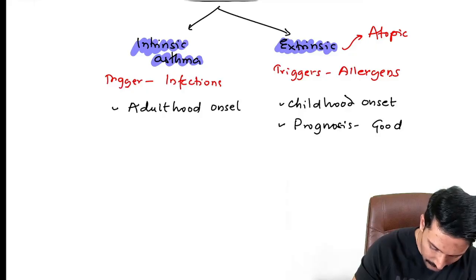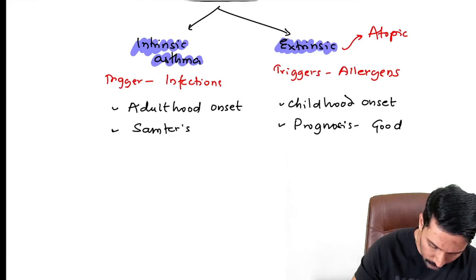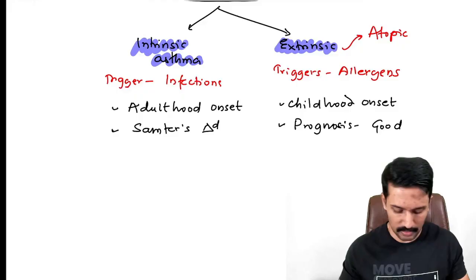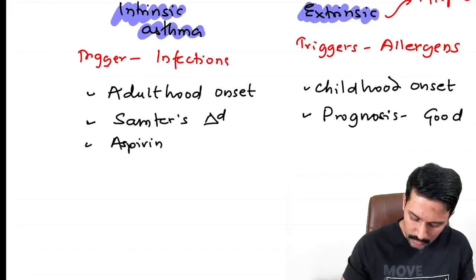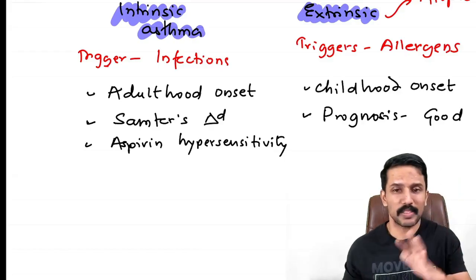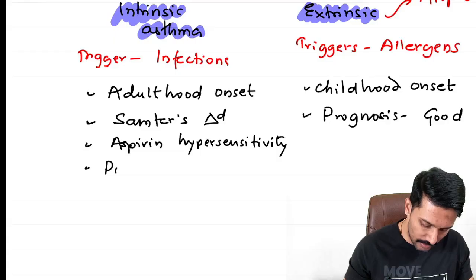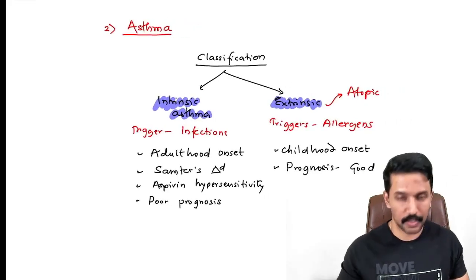and intrinsic asthma carries what you call Samter's triad. You know the components of Samter's triad, I don't have to reiterate. That is nasal polyps, aspirin hypersensitivity, and asthma. So asthma, nasal polyps plus aspirin hypersensitivity makes up what you call Samter's triad. And this adulthood onset intrinsic asthma carries a poor prognosis. So this is one way of classification of asthma.